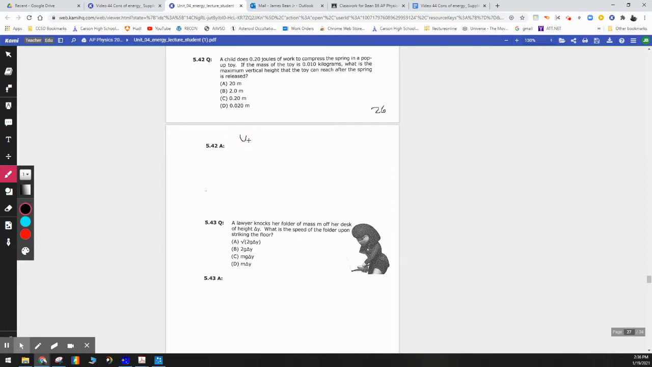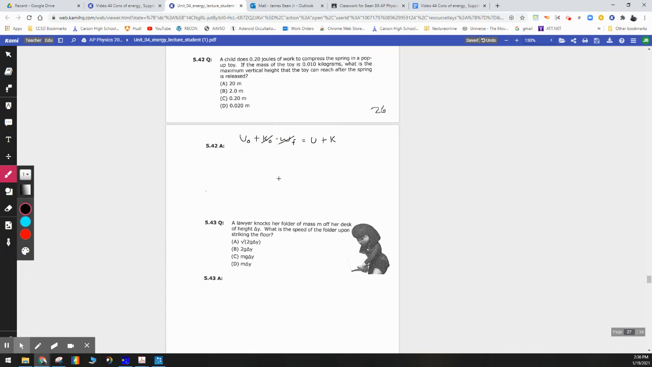Here's the initial potential energy, plus the initial kinetic energy, minus any work done by friction, is going to equal the final potential energy plus the final kinetic energy. Now looking at the problem, before we start anything, let's figure out what is 0. We're going to assume that there's no friction. It starts from rest, therefore there's no initial kinetic energy. It says, what's the maximum vertical height?